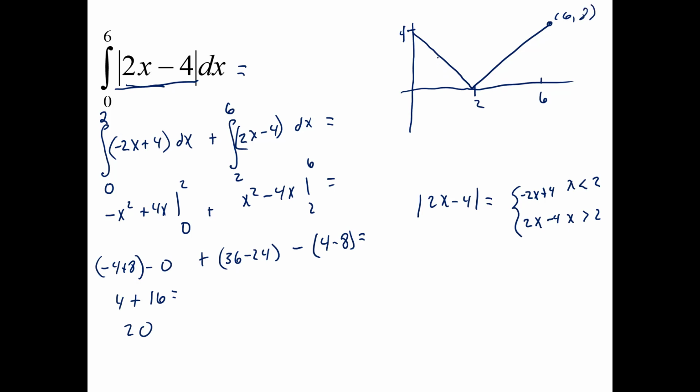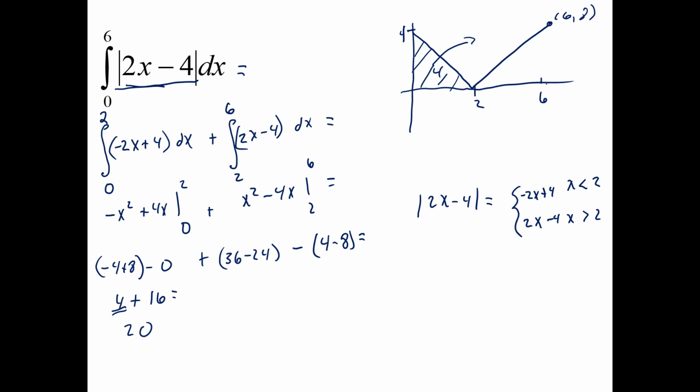And so then the area of this triangle is the base, 2, times the height, 4. 4 times 2 is 8, divided by 2 is 4. That's this. And we were finding the first integral at this area here. So that's where that 4 came from.